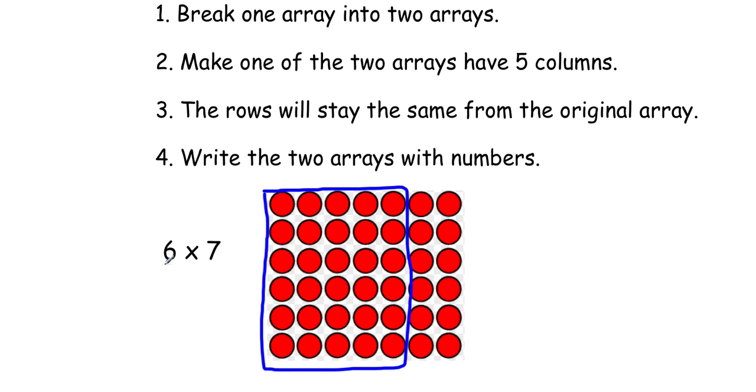It says the rows will stay the same from the original array. Now what that means is in the original array we said we had 6 by 7. This one's still going to have 6 rows going across. So this one that I did in blue is now a 6 by 5 array. If you remember, we have 5 columns. And this other one is going to be 6 rows. But how many columns is it going to have? So it's got our 6 rows, and it's going to have 2 columns.